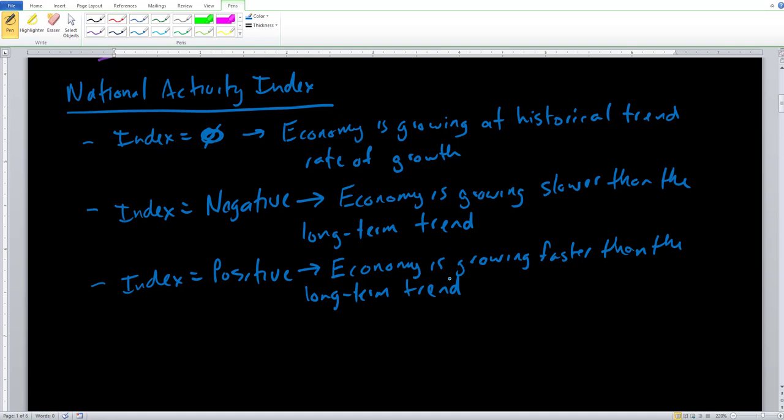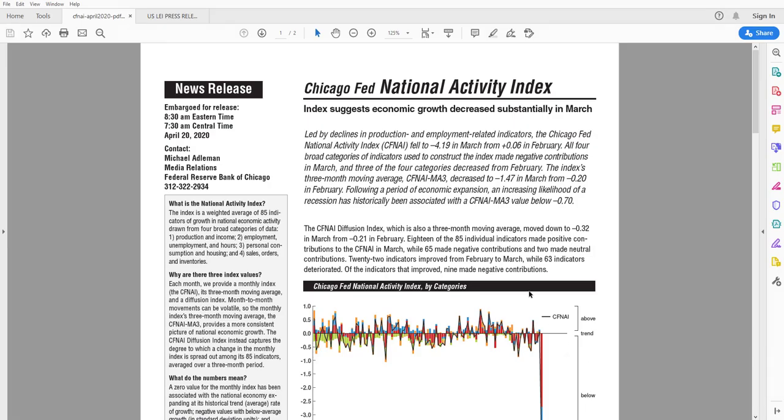So we can take a look at what the National Activity Index looks like in application. Every single month, the Federal Reserve Bank of Chicago releases its predictions with the National Activity Index, and the one that I pulled up is the one from March and April of 2020. So let's see what the National Activity Index tells us.